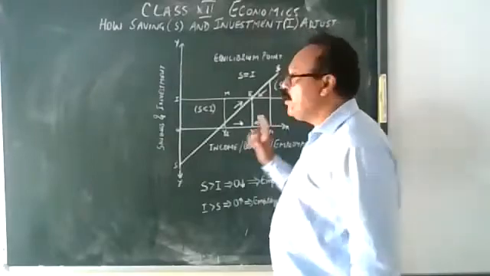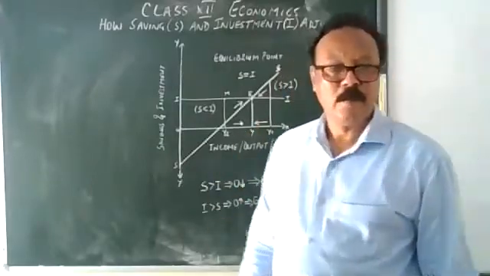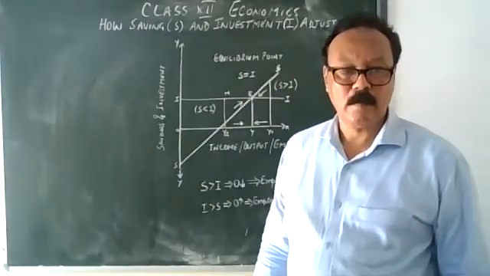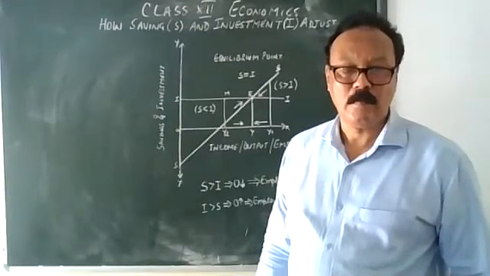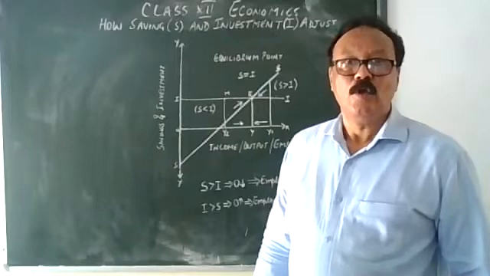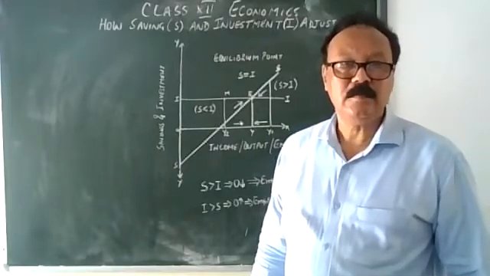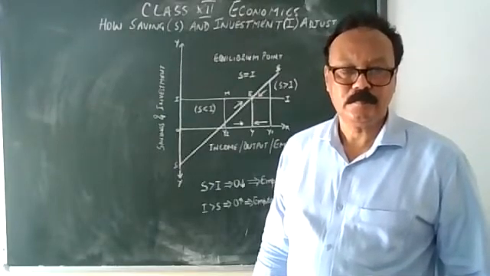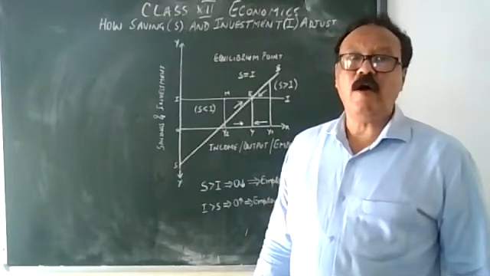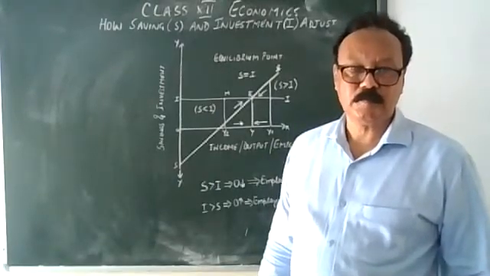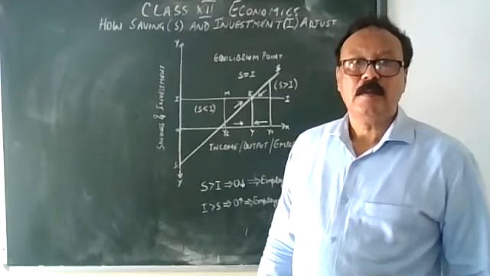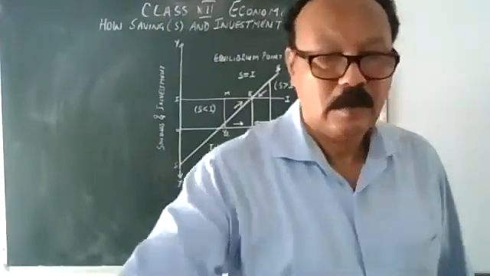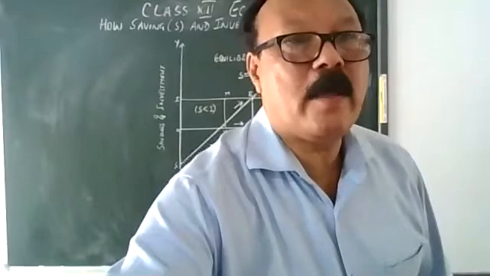In order to reduce the unsold stock to the desired level, the firms will cut their output and reduce employment.